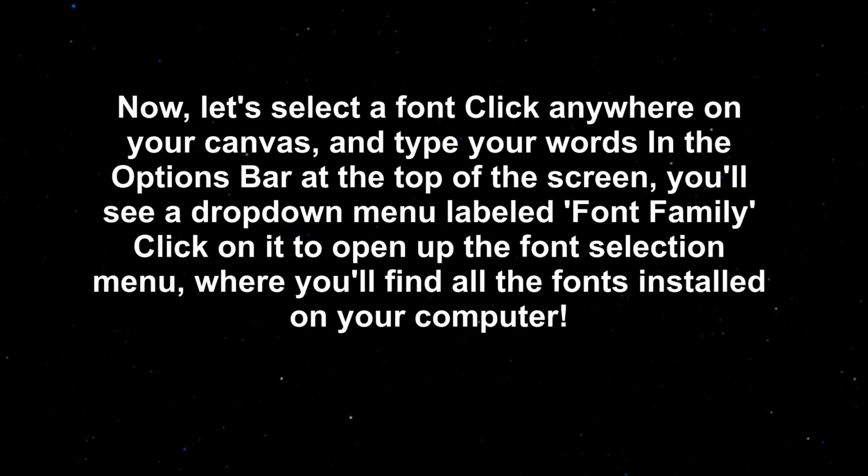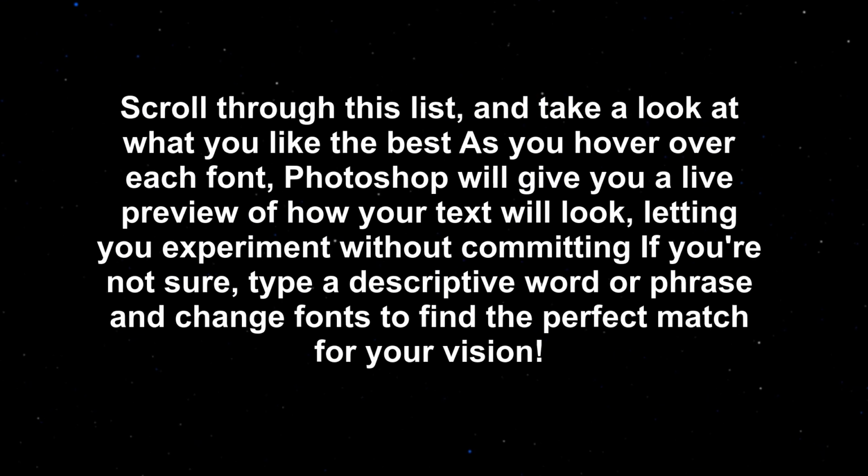Click anywhere on your canvas, and type your words. In the options bar at the top of the screen, you'll see a drop-down menu labeled Font Family. Click on it to open up the font selection menu, where you'll find all the fonts installed on your computer. Scroll through this list, and take a look at what you like the best.